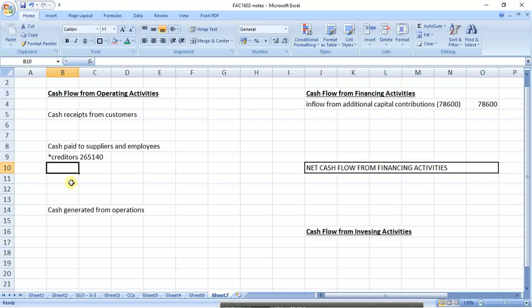It's 377,400. Meaning inflow or outflow? Outflow, yes. So the distribution to partners is negative. What's the total? 377,400. Okay.